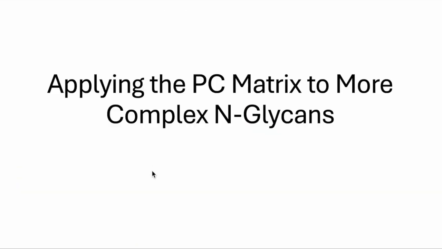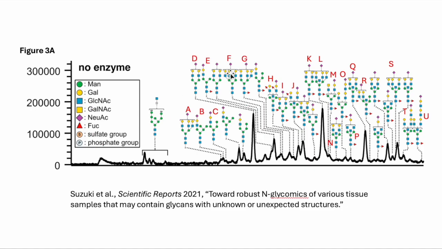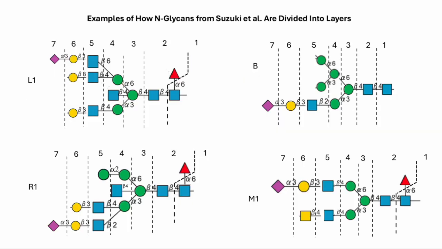So next we wanted to apply the PC matrix to more complicated glycans, and we decided to analyze this paper by Suzuki et al. They extracted N-glycans from chicken colon, and we picked this paper because they provided a legend that allowed us to reconstruct every single glycan that they reported and know exactly what the monomers were and what the linkages were. Here are examples of how we divided up some of their glycans into layers.